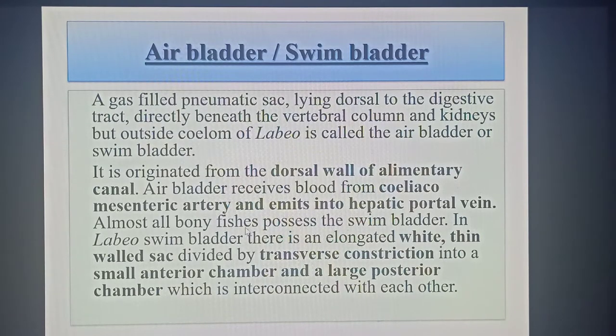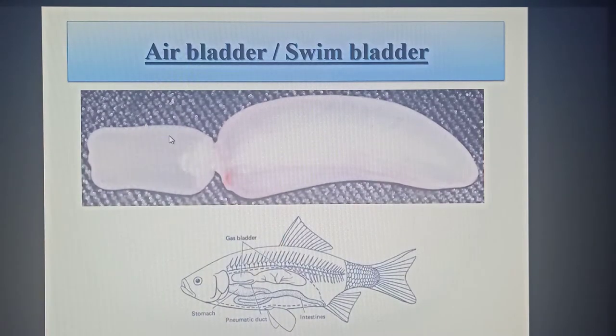In Labeo, the swim bladder is an elongated, white, thin-walled sac divided by a transverse constriction into a small anterior chamber and a large posterior chamber, which are interconnected with each other. Look at the figure. This is the air bladder of Rohu fish. It is composed of two chambers that are interconnected. This is the anterior chamber and this is the posterior chamber. The anterior chamber is small in size, while the posterior chamber is large in size.